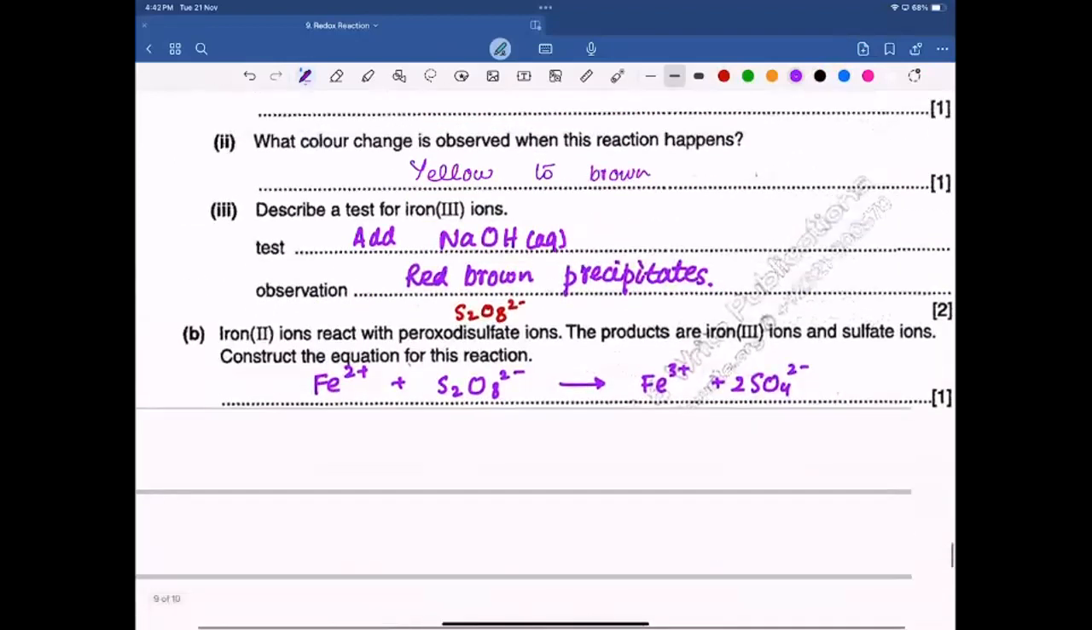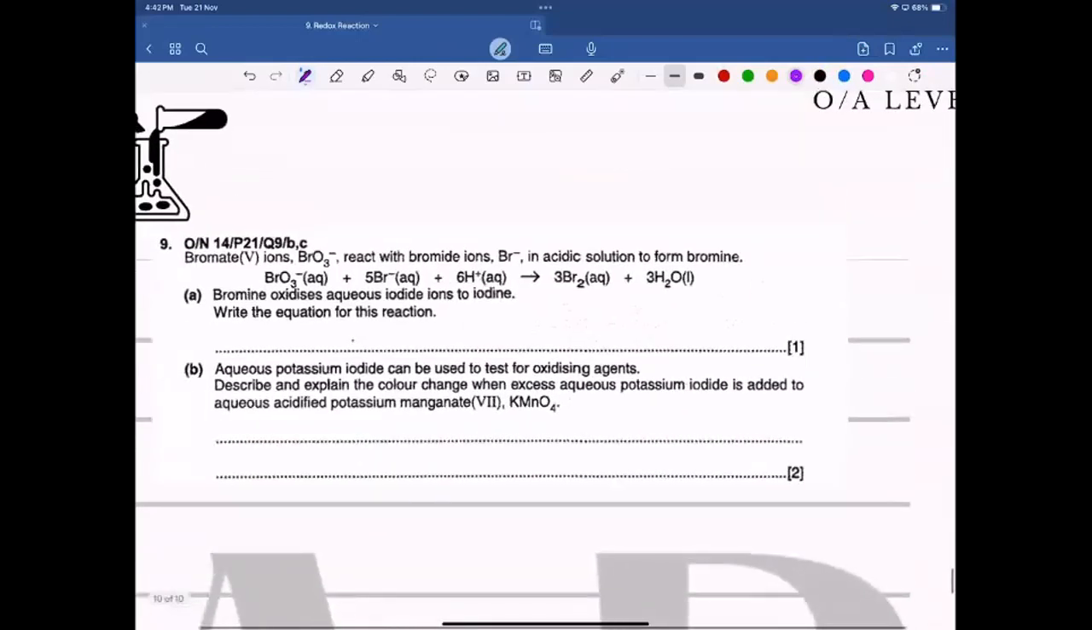Yeah, and it surely means if iron is oxidized, then the peroxide disulfate is reduced. And if iron 2 positive is oxidized, then it's a reducing agent, and peroxide disulfate is an oxidizing agent. Is this clear? Yes, sir.